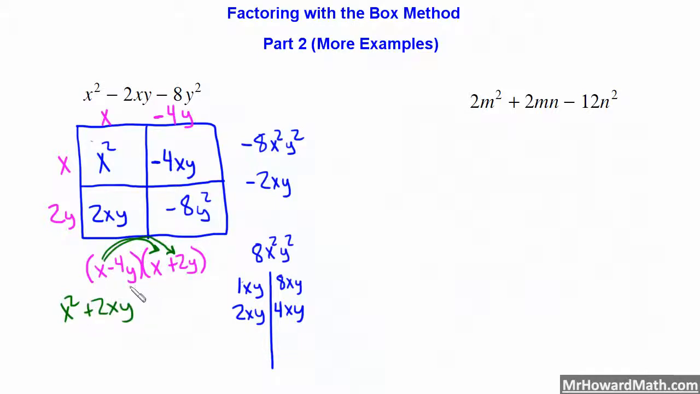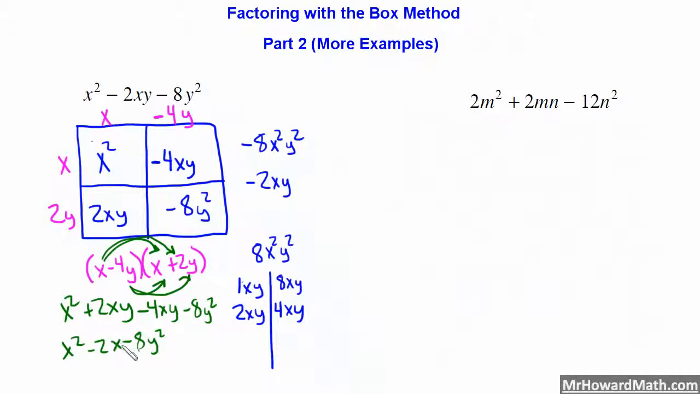Right there. Now, negative 4y times x would be a negative 4xy. And then negative 4y times 2y would give us a negative 8y squared. Combining like terms, we get x squared minus 2xy minus 8y squared. And we end with what we started.